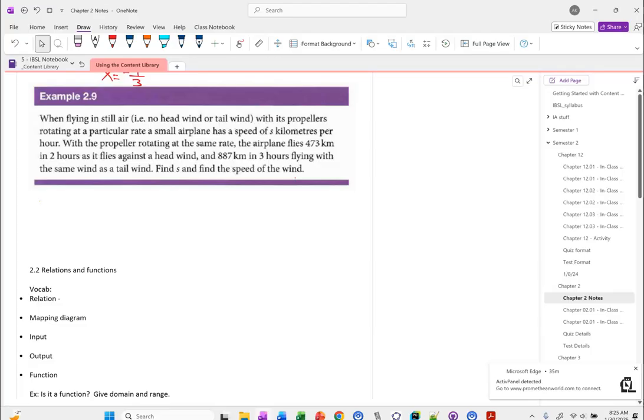My suggestion to deal with problems like this, you want to start by making a name for your variables and identifying what they're representing. What are the two things we're asked to solve for?